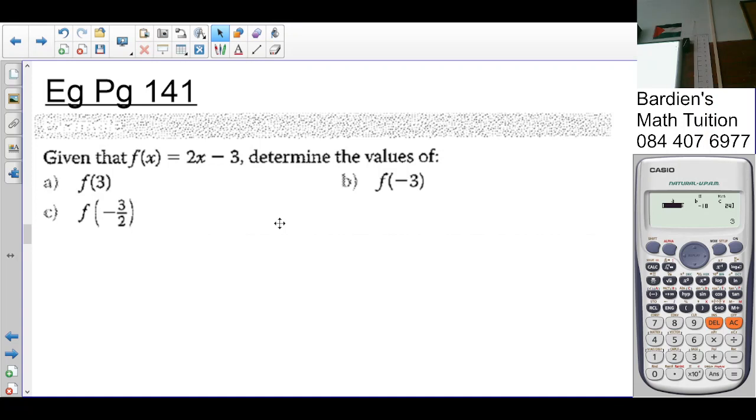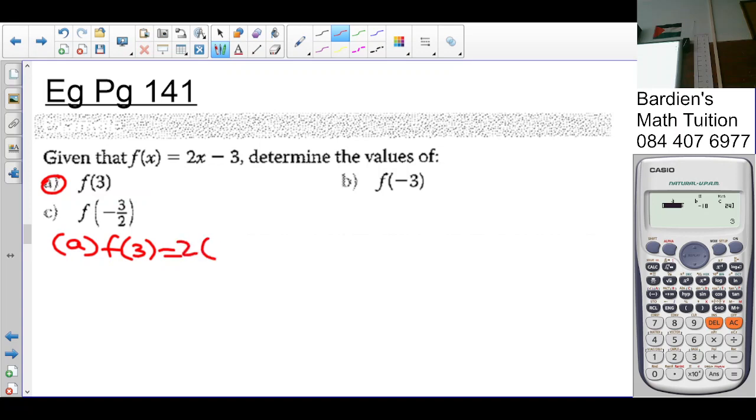Okay, so if you're looking at A, f of x equals 2x minus 3, so f of 3 is going to be 2 times 3 minus 3. That's all. So x is now 3. Are you confused now? Why is it 3? Okay. Good. 2 times 3 is 6. 6 minus 3 is 3. All okay with that?